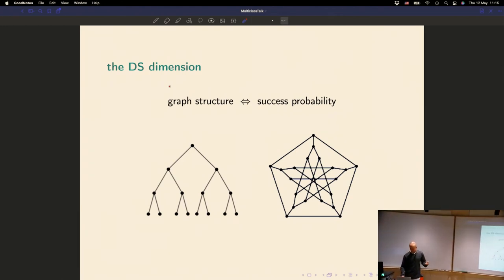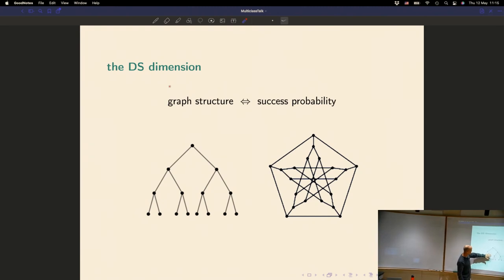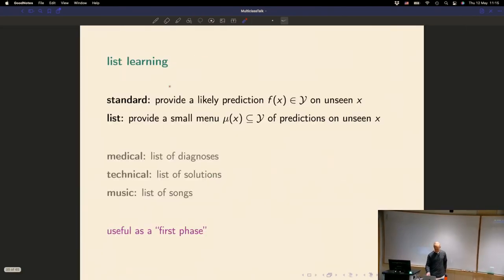Okay, so this is one idea. This is what the DS dimension is, and this is the fact that we can have a slight advantage here, which is the starting point of this whole algorithm. This is idea number one.